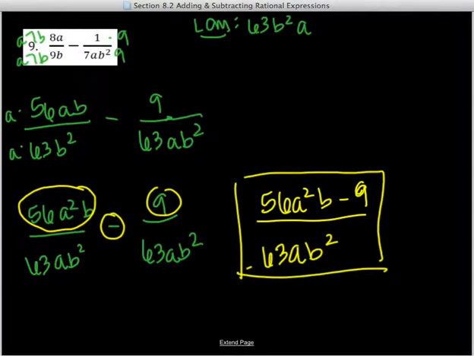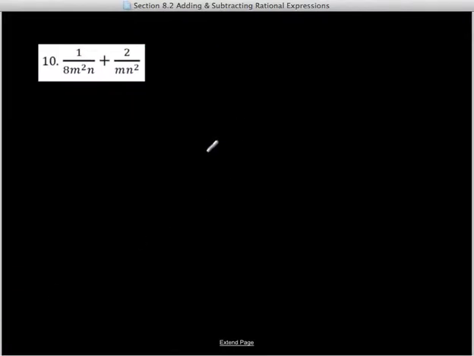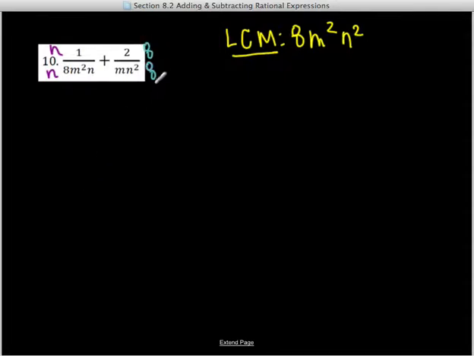There is example 9. Let's look at 10. Okay, this one. So my least common multiple for this one, or my least common denominator, either one, between my denominators would be 8. And then I would have to have an m squared and an n squared. Okay, so in order to make that happen, I already have the 8 and I have the m squared, so I'd have to multiply by n. And here I'd have to multiply by 8 and m, because I would have to have an m squared.